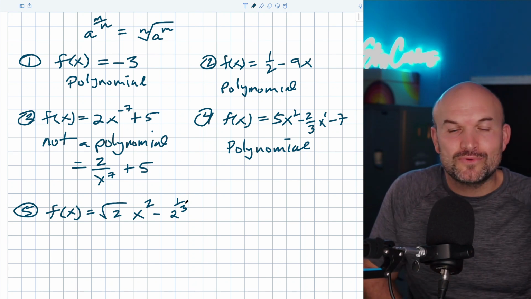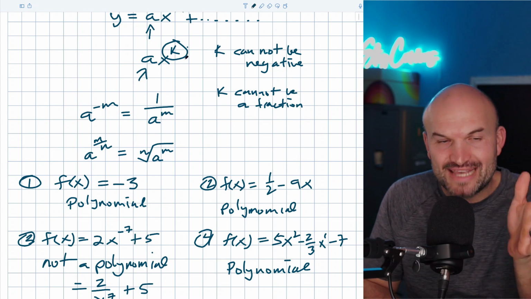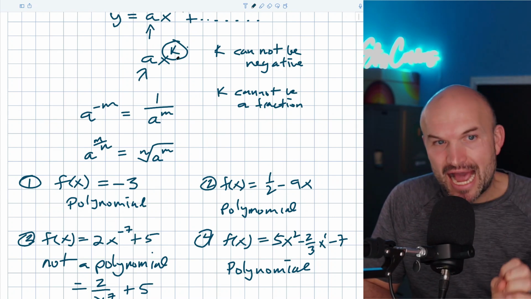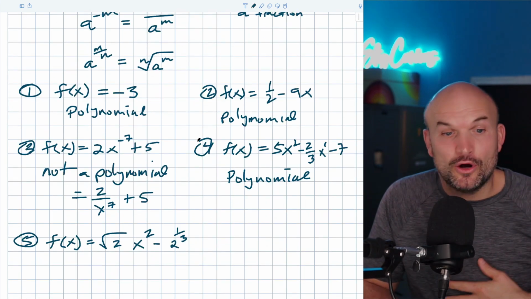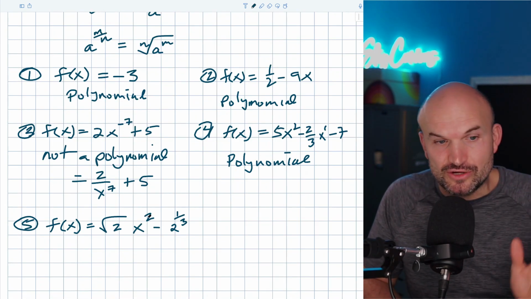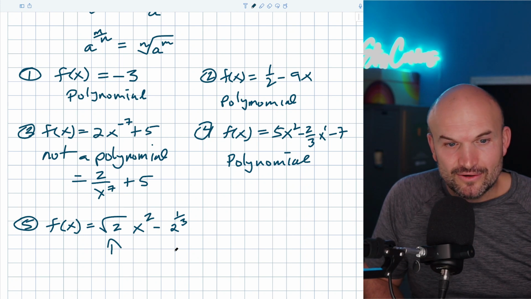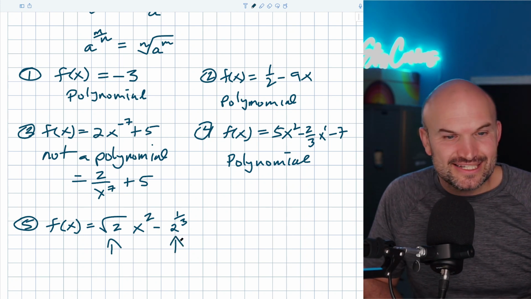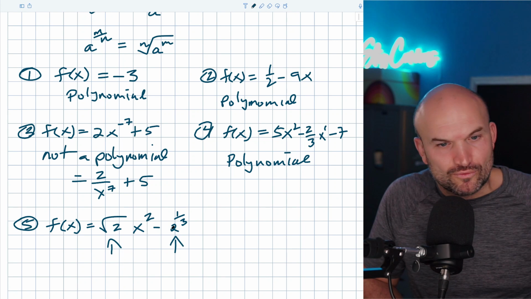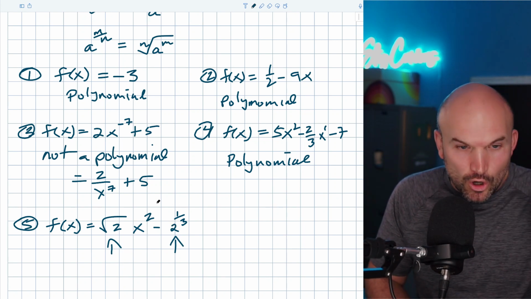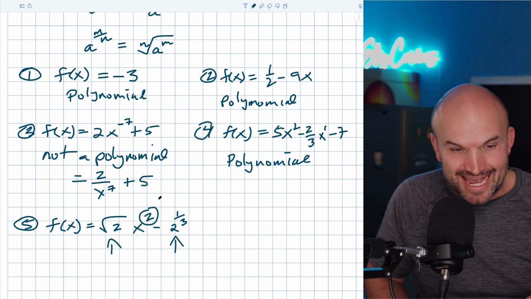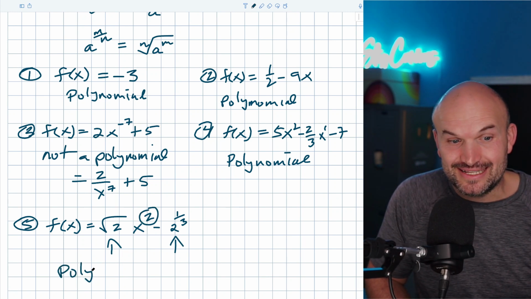But again, guys, we're only worried about k, right? K is the power of your variable exponent, which we don't have. The only power on our variable in this case is 2. So this is an a, and this is just a constant. This is not impacting our graph at all. This can be a radical. This can have a negative power. It does not matter, right? We're only concerned about our 2, our k. So in this case, this is actually a polynomial.